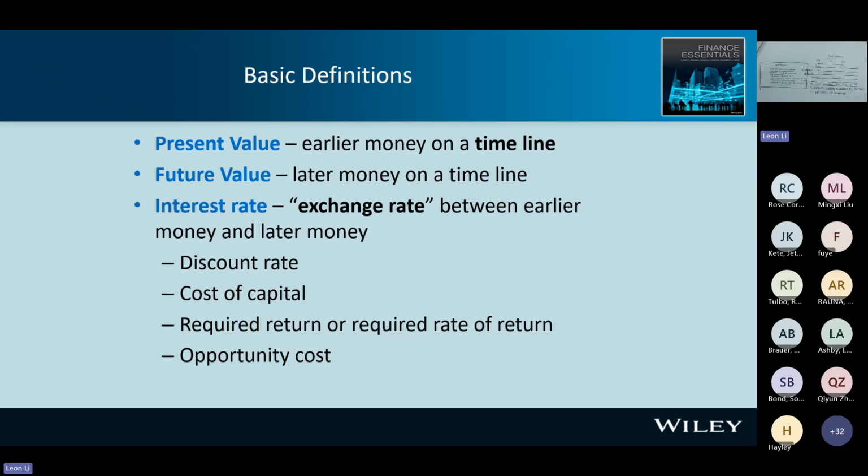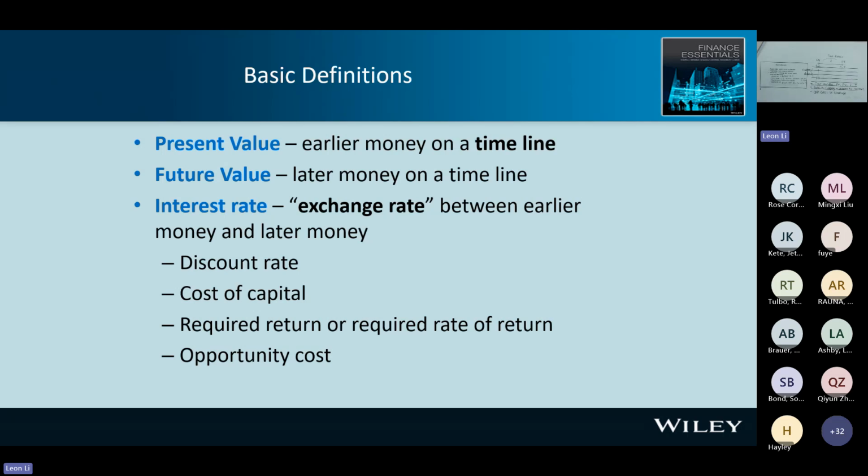Interest rate is a cost and it's also a return. So the idea is interest rate is a cost to the borrower. It's also a return to the saver or investor, right? So interest rate is a cost of capital. It is also a required return to the investor.